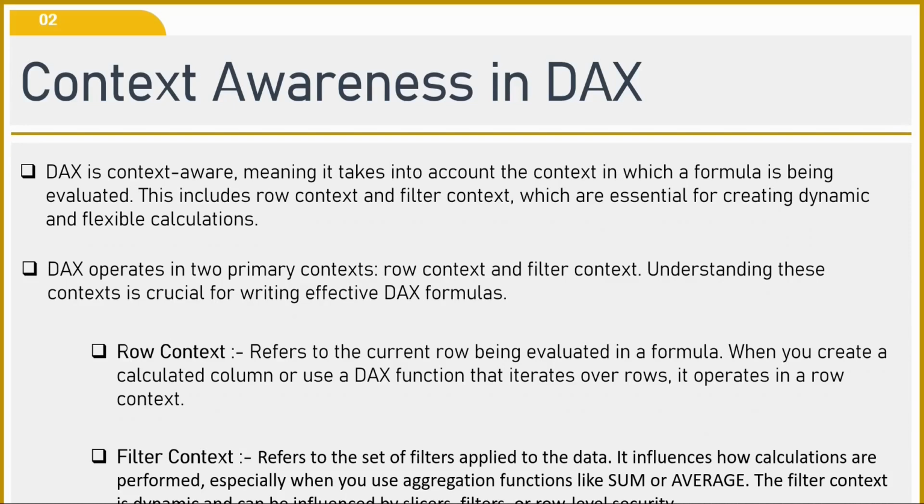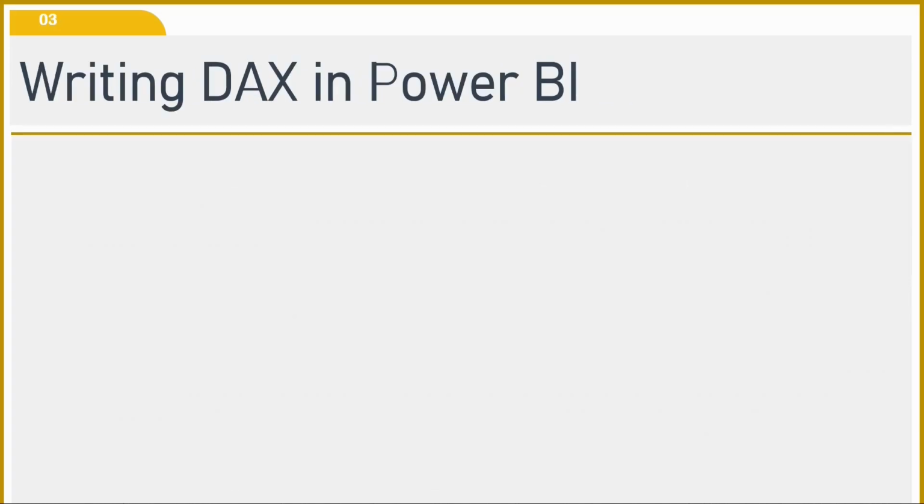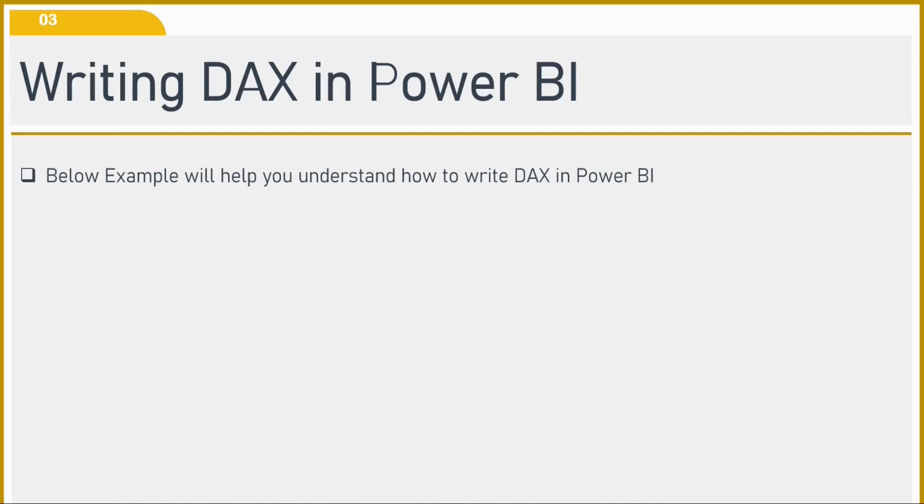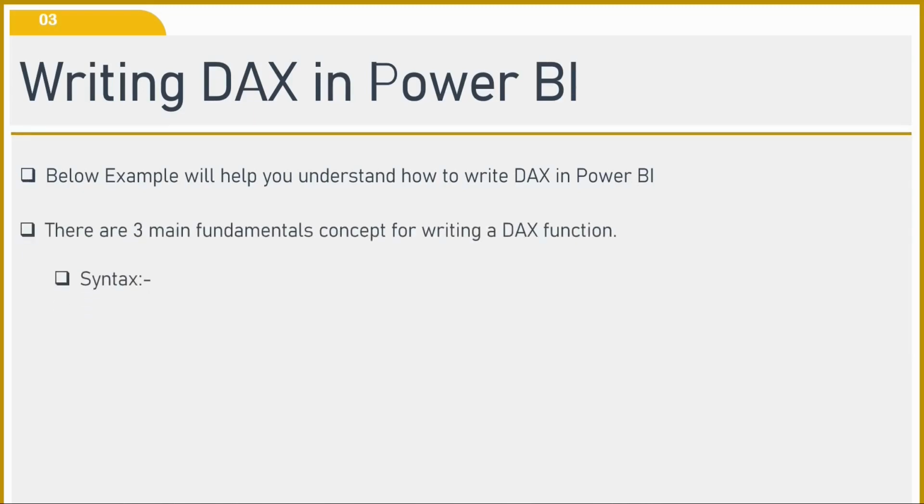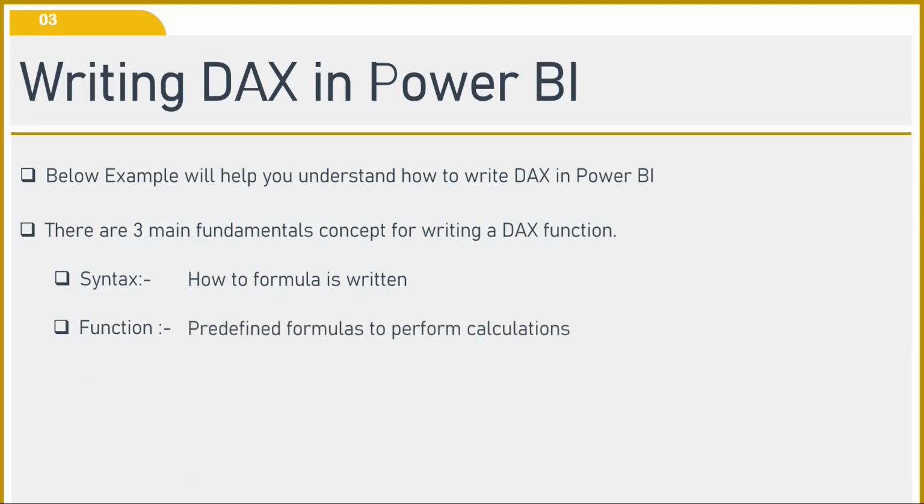Now let us see how we can write DAX in Power BI. Before we go and write DAX in Power BI, with the help of the example below, we will understand how to write DAX. Basically, there are three fundamentals to writing DAX. The very first one is your syntax, which is how the formula is written in Power BI. The second one is your function, which is nothing but the formula that we are going to use to perform the calculations. And the third one is your context.